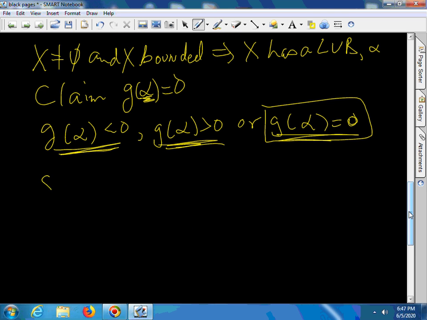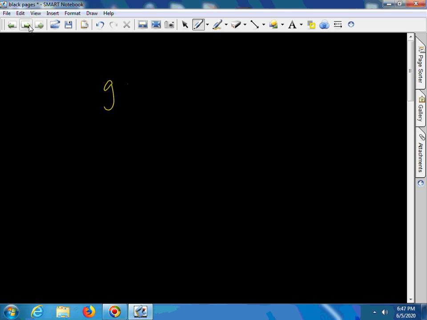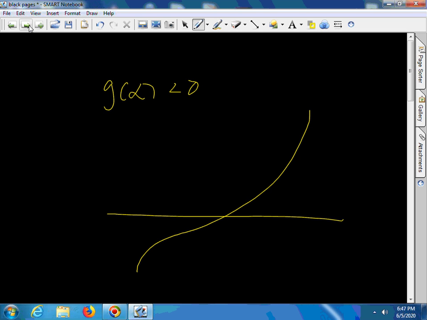Alright, so we're going to knock off the first two, this one and this one, and then conclude it must be 0. Suppose g of alpha is less than 0. Now, what's going on is the following. g of alpha is less than 0. And remember, it's the least upper bound. So, you have this. Then, since g of alpha is less than 0, alpha must be to the left of where it's 0.